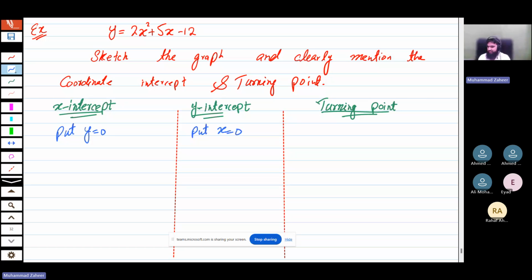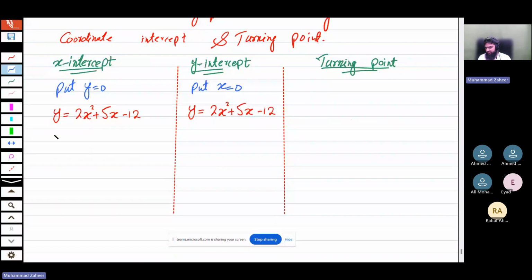Let's simplify them. What will you get? Let's substitute y is equal to 0. I'm going to get the equation 2x² plus 5x minus 12 is equal to 0. Now it is a quadratic equation. You can solve it by any method. I'm just going to do it by the quadratic formula. All right.